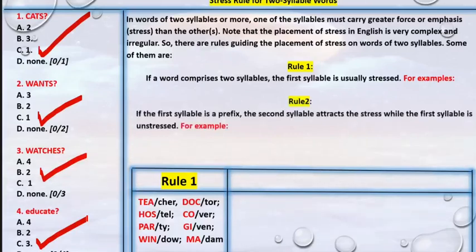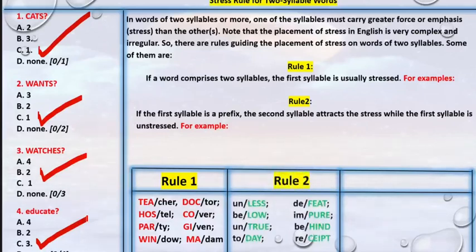However, rule 2, if the first syllable is a prefix, then the second syllable attracts the stress. Let's take a look at this example. Rule 2, you have unless, below, untrue, today, defeat. So you realize that the second syllable actually carries the stress or attracts the stress.